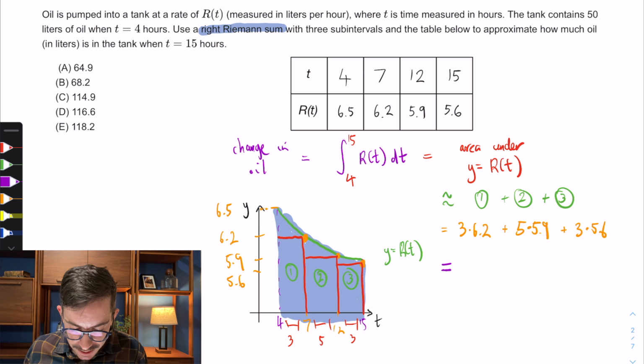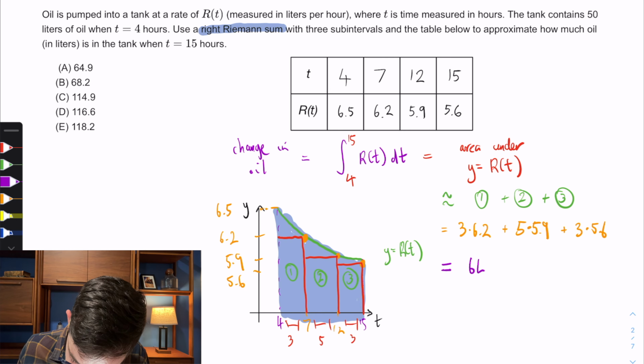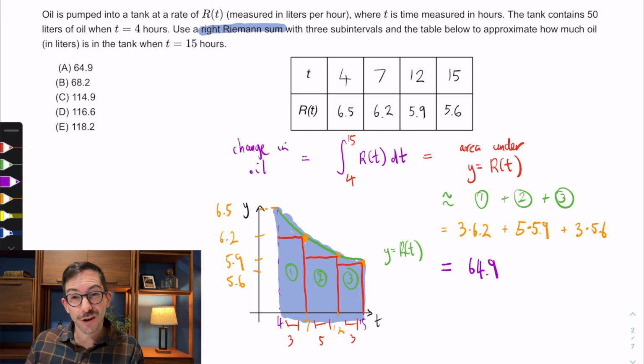So if we calculate this, we'll get 64.9. Again, this is the non-calculator portion, so we actually have to do a little bit of arithmetic here. And oh look, that's one of our answers, right? But don't fall for the trap.